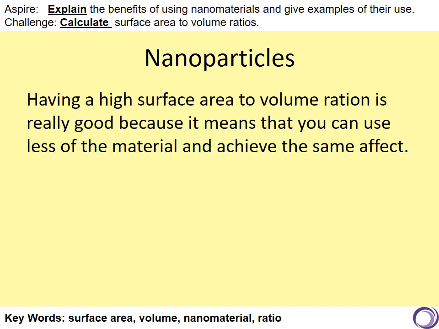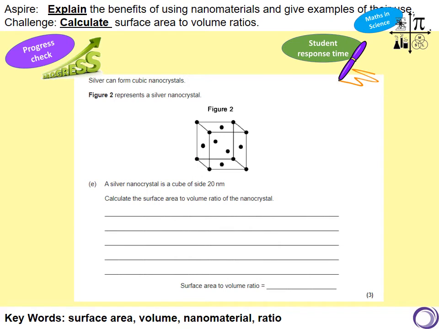Okay, nanoparticles then. They have a high surface area to volume ratio, and that's really good because it means you can use less of the material and achieve the same effect, so it's more cost effective. Here we have a question where the exam board have asked you to calculate the surface area to volume ratio for the nanocrystal.